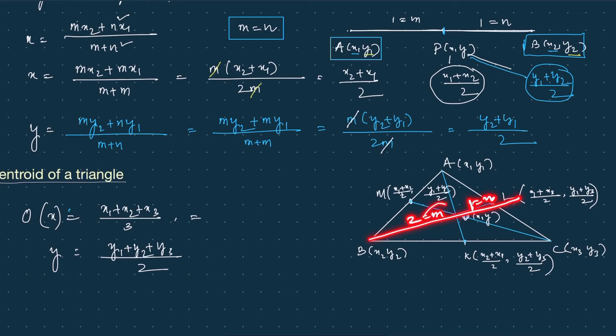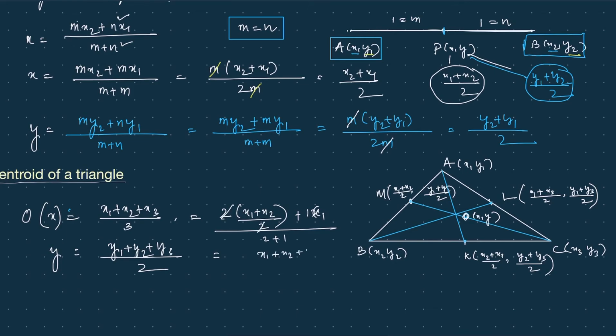For this straight line, m into this x2, for this n into this x1. Now for y, m into y2 plus n into y1 divided by m plus n. So if I use that formula here, things will become like this: 2 into (x1 plus x2) divided by 2, plus 1 into this x1, divided by 2 plus 1. So the 2 will cancel. So x1 plus x2 plus x3 divided by 3. This is the answer. Okay.